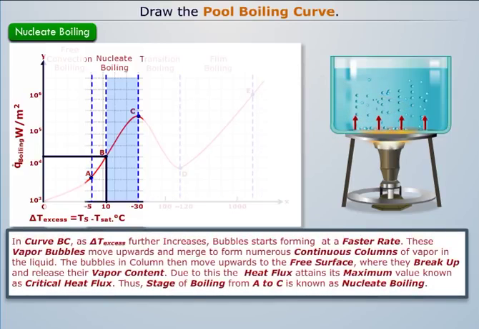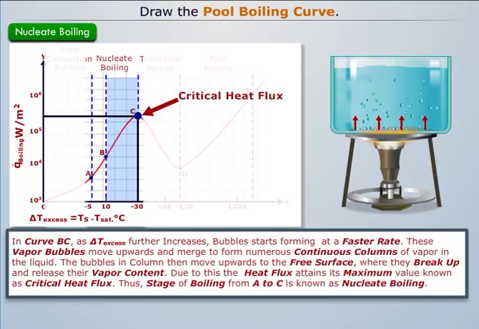In curve BC, we see that as delta T excess further increases, the bubbles start forming at a faster rate. These vapor bubbles move upwards and merge to form numerous continuous columns of vapor in the liquid. The bubbles in the column then move upwards to the free surface, where they break up and release their vapor content. Due to this, the heat flux attains its maximum value known as critical heat flux. Thus, the complete stage of boiling from A to C is known as nucleate boiling.